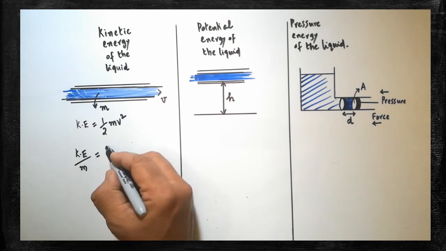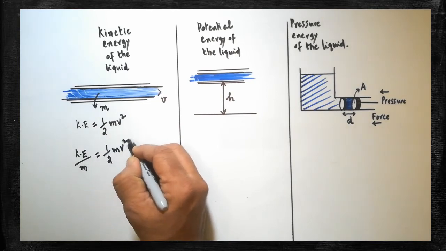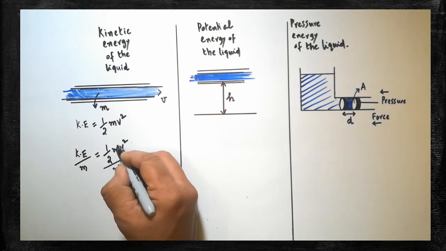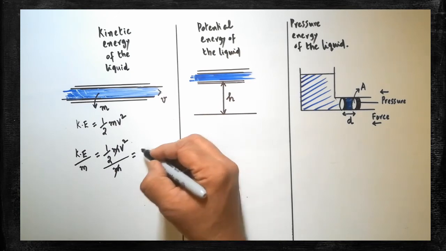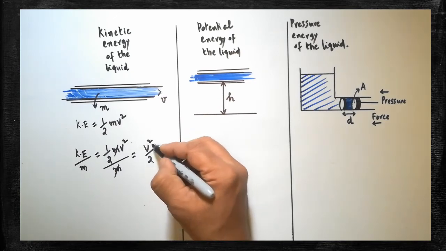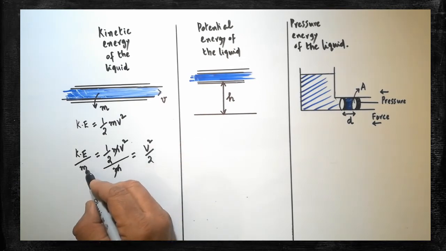So what do I have to do? The same formula must be written: half m v square, divided by m. Cancel both m's. So finally you get v square divided by 2. This is the expression that gives you the kinetic energy which is stored in a unit mass of the liquid. Are you clear?